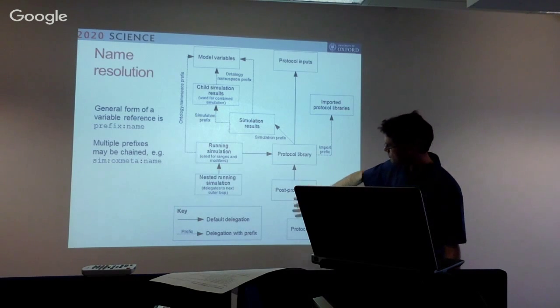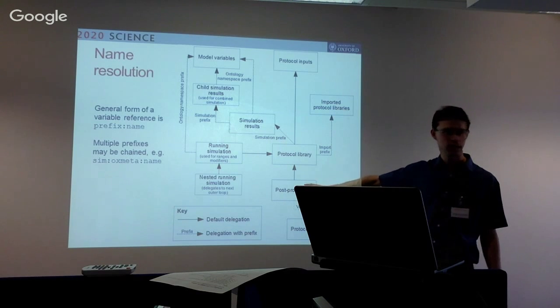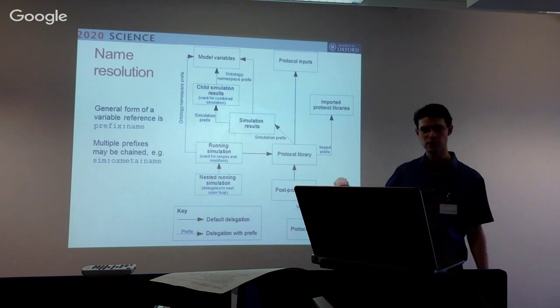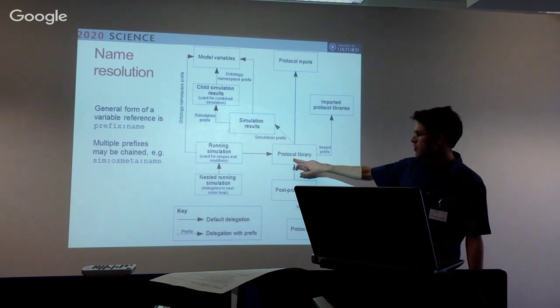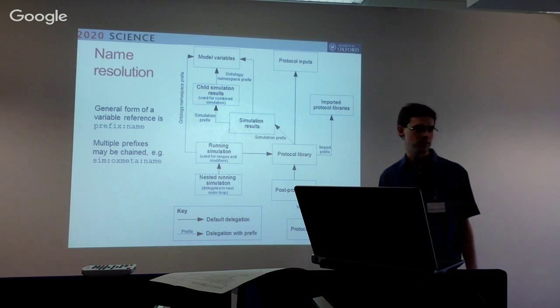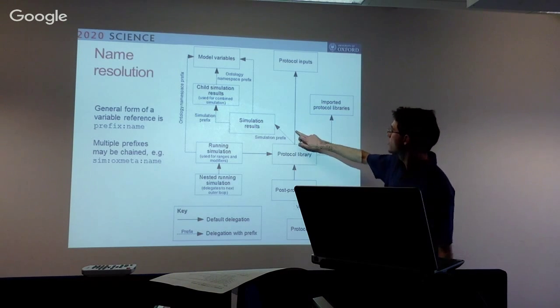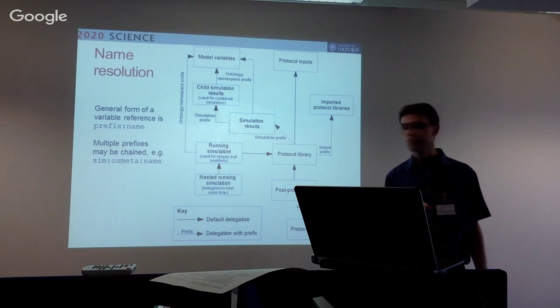So basically, you read the diagram by saying, okay, if I'm in post-processing here and I just put a variable name, I'm going to first look for things that are defined in the post-processing section. If I don't find the variable there, I've got a solid arrow, so I'm going to look in my protocol library and see if there's something with the same name defined there. If it's not there, I follow the solid arrows to find if there's a protocol input with that name.